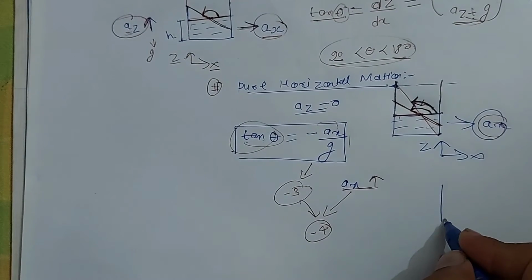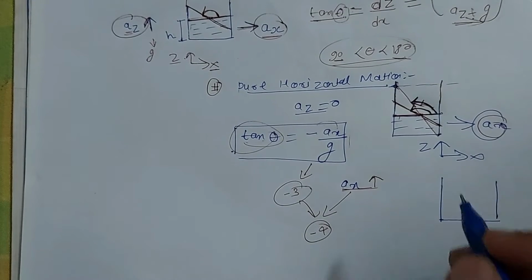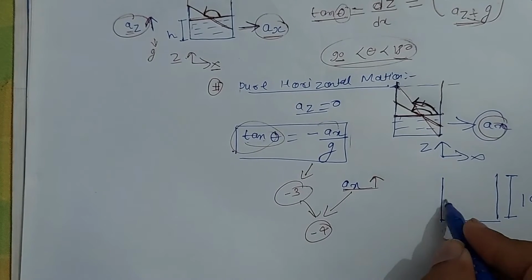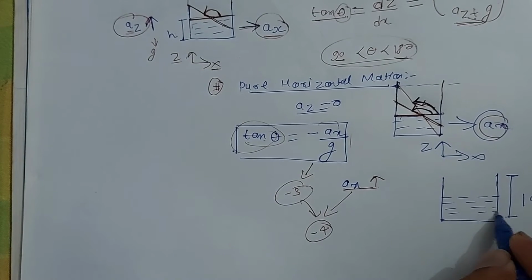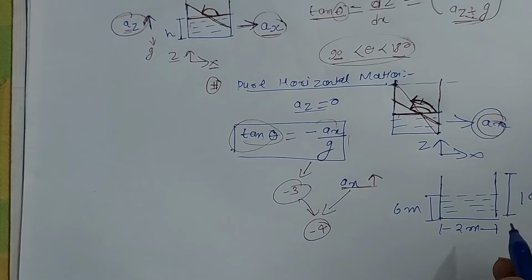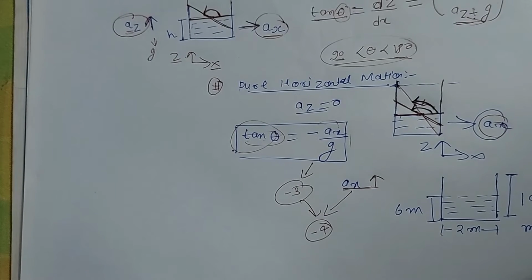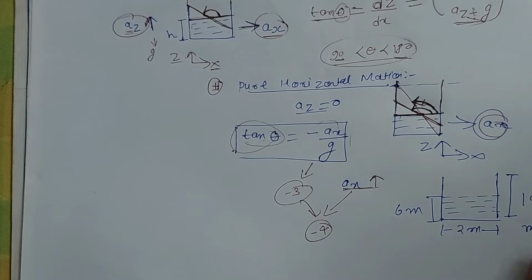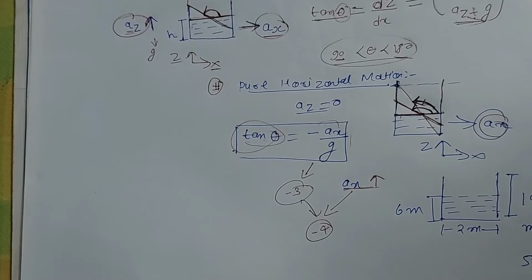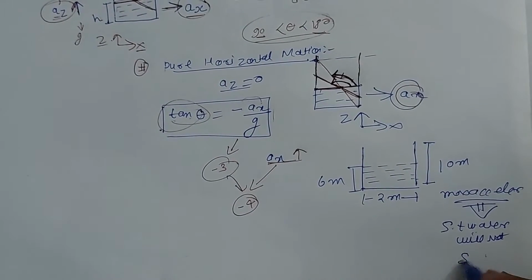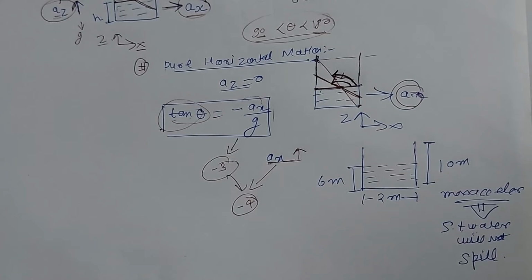Suppose the question is like this: there is a container, the total height of the container is 10 meter, and we have water filled in it up to 6 meter. 2 meter is its width, and we are supposed to find the maximum acceleration such that water will not spill. This is what we are supposed to find.